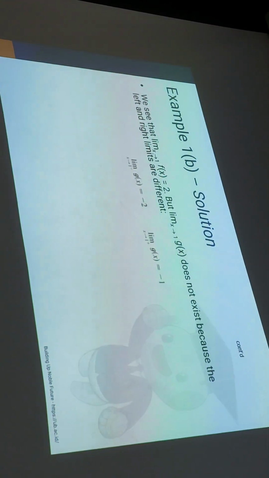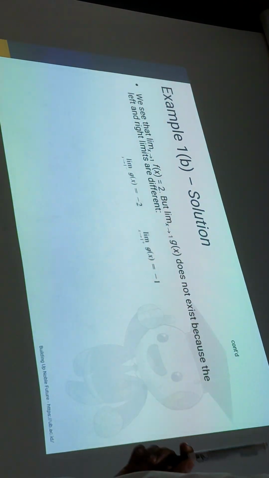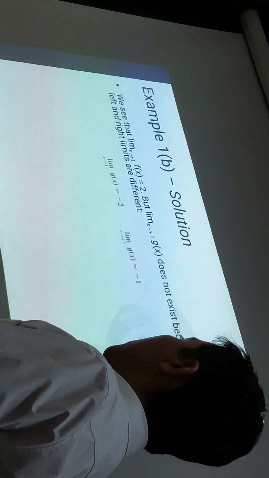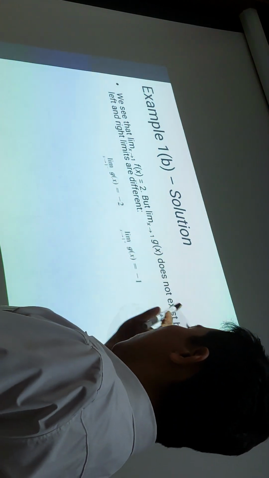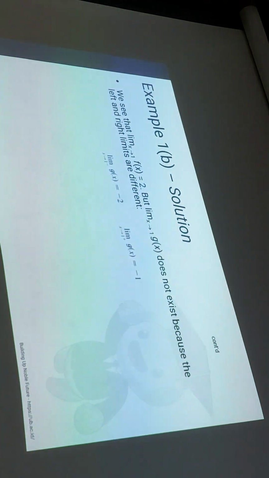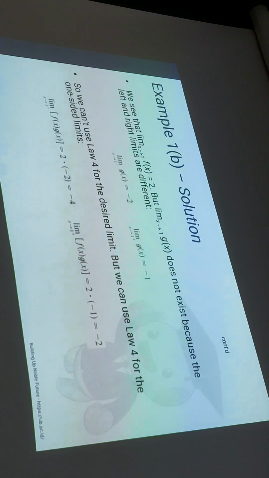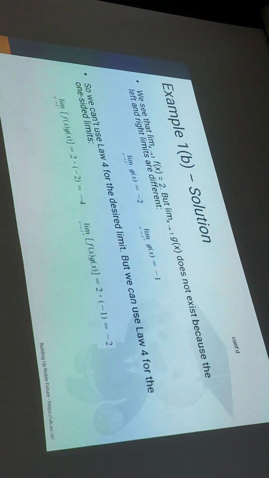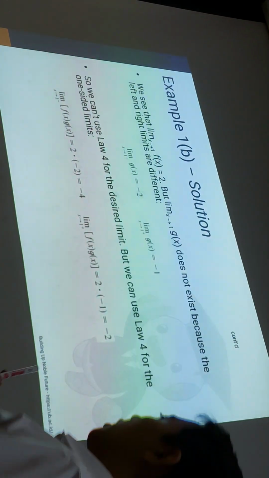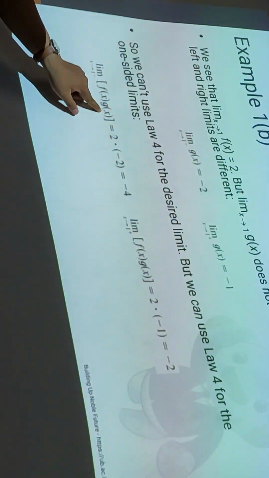Okay. If we see for the second question, we see that limit x to 1, f(x) equal to 2, but limit x to 1, g(x) does not exist because the left and right limits are different. So we cannot use law 4 for the desired limit, but we can use law 4 for the one set limit. So like this one, we need to define f(x) and g(x).